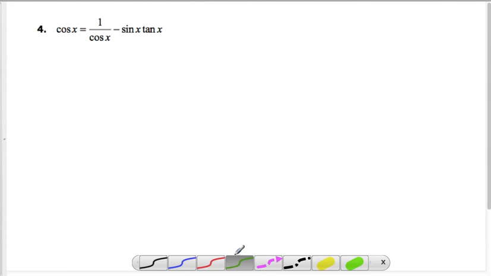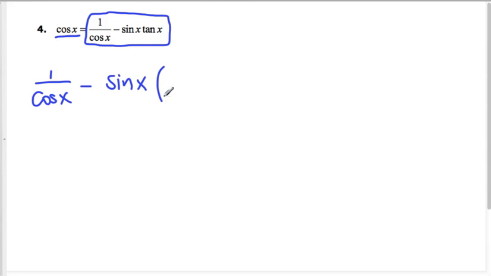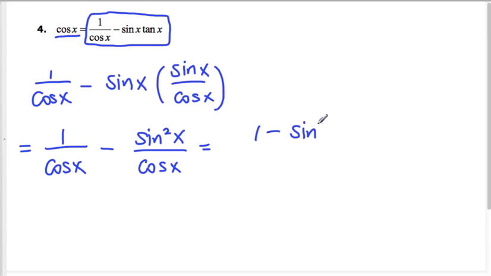Number 4. Okay, which side is more complicated? I think the right side is. So I'm only going to work on the right side and make sure I get cosine x at the end. So 1 over cosine x minus sine x. I see tangent, so I'm going to change to sine x over cosine x. Okay, so I can't do anything with 1 over cosine x at the moment, but I can change the right side into sine square x over cosine x. Then I'll get 1 minus sine square x over cosine x.